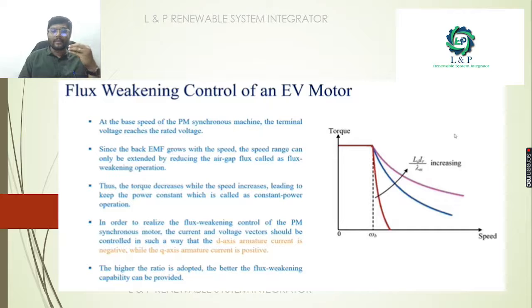So what will happen in an electric motor? Flux weakening sometimes will happen. So when will it happen? It will happen when the terminal reaches the rated voltage. Most importantly, flux weakening control of the permanent magnet synchronous motor is used mainly for electric motors. And apart from it, in order to reduce the torque, we need to increase the speed, which will lead to keeping the power constant, which is a constant power operation.